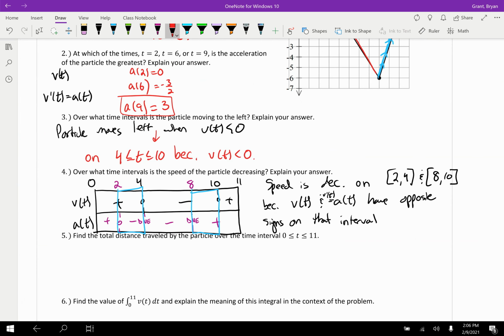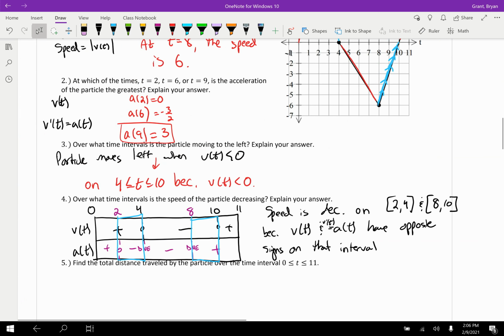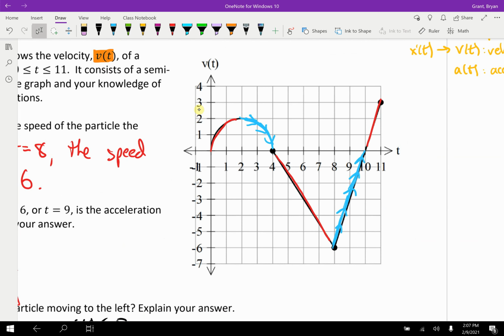Okay, next up. Find the total distance traveled by the particle over the time interval 0 to 11. All right, well, total distance traveled, I think that has to do with the integral of velocity, and you can check that first page. We don't have an equation for this, so I think the integral of velocity means the area underneath the curve. So let's at least find all the areas, and then we'll talk about the weird negatives versus positives.